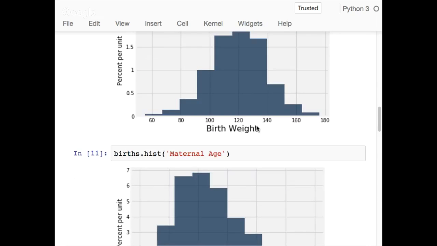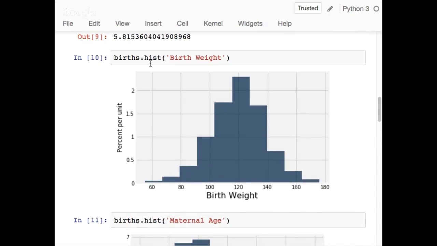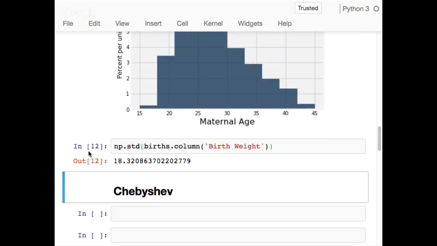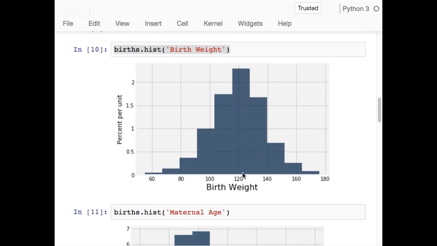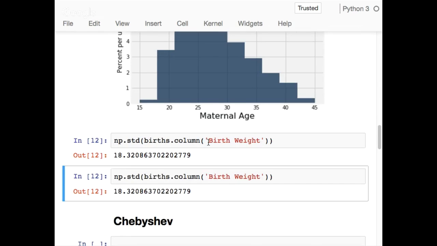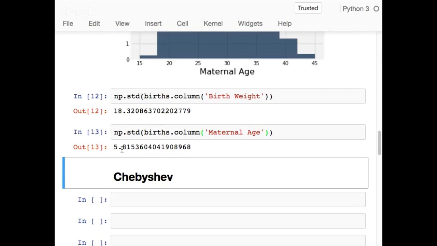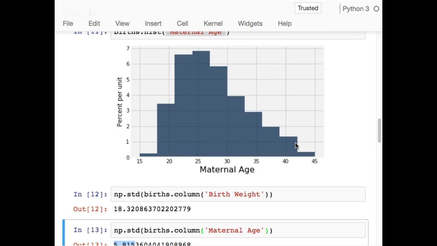So let me just show you that. I have here birth weight, maternal age. Let's take the standard deviation of those. So let's grab that, np.std, column. So indeed, the birth weight standard deviation is about 18. Here's the mean, and if I go 18 away, it looks like about this area is a standard deviation. If I take the maternal age, bam, indeed we see that it is 5. So it is smaller. Even though this looks more spread out, you have to consider the units as well.